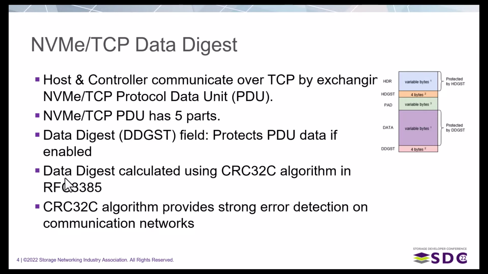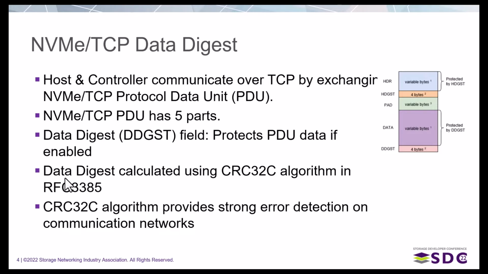There is an optional field in these PDUs called the data digest field, the last field there, labeled DDGST. That field may be included or omitted based on the PDU type and the values that are exchanged during the establishment of a connection. If the data digest is enabled, the data digest is contained in that field, and it's used to protect the PDU data field above it.